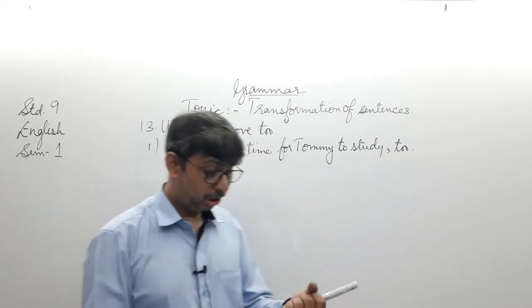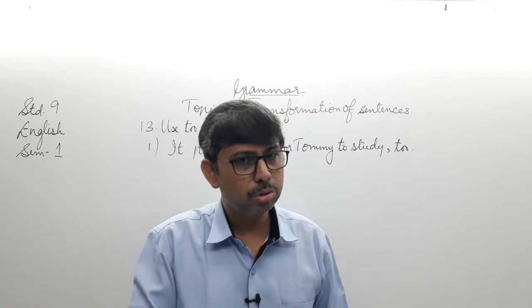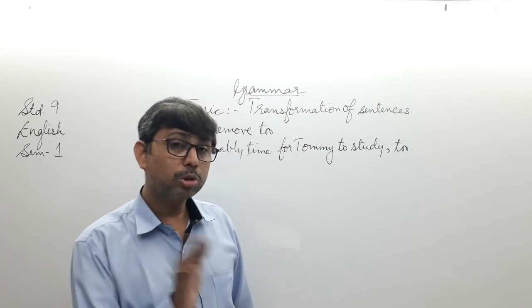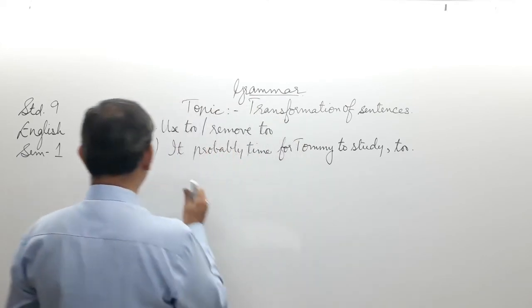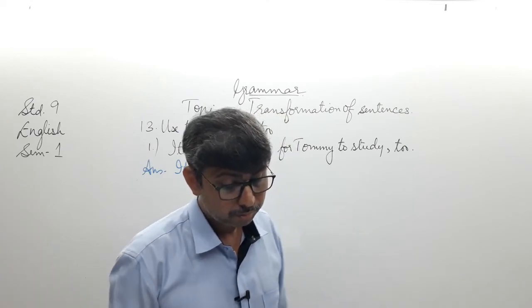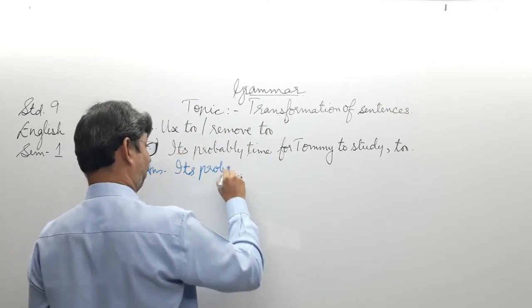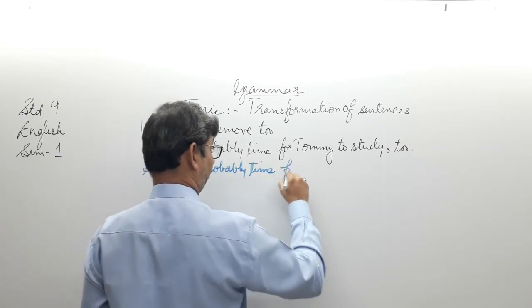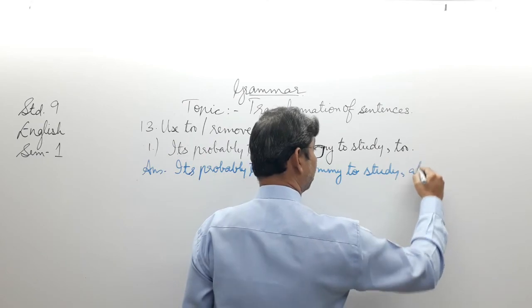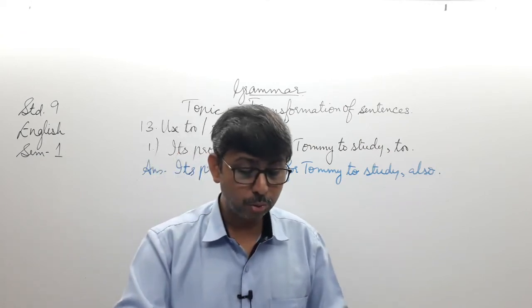Well, the too needs to be removed and rewritten. So what are we going to do? We're going to replace the word too with the word also, isn't it? Too means also. So it's probably time for Tommy to study also. Similarly, if also is given, you can change it to too. Note down the answer. It's probably time for Tommy to study, and instead of too we'll be writing the word also. Well, this was the last thing that we had to understand.